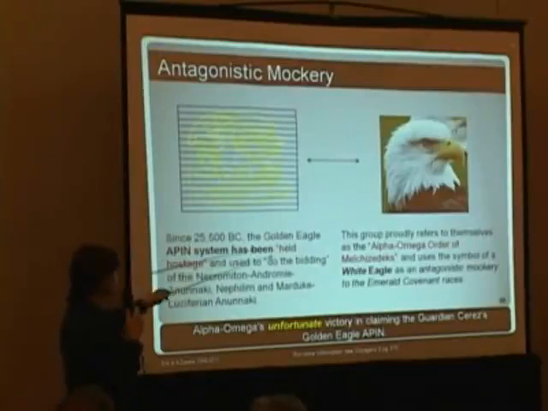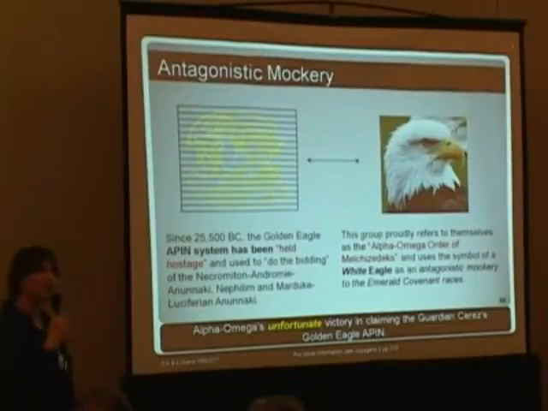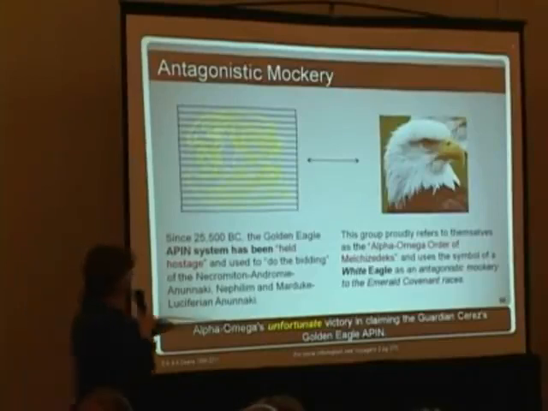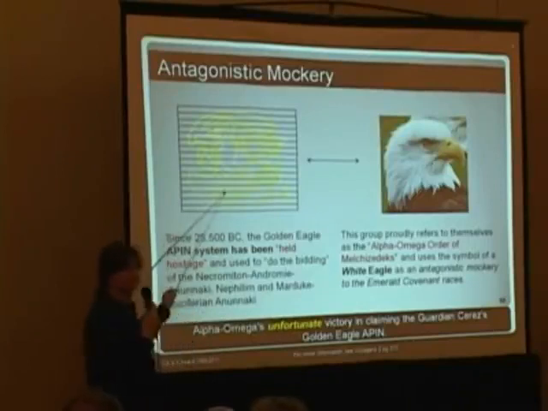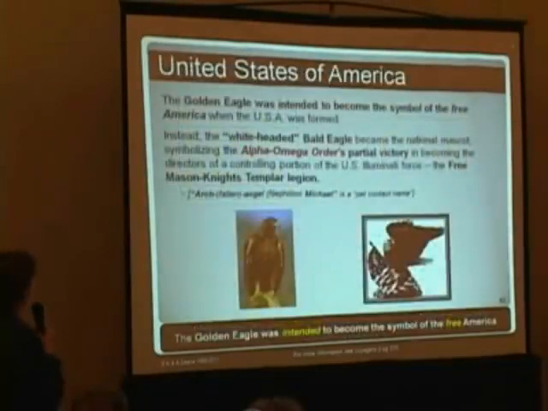This group proudly refers to themselves as the Alpha Omega Order of Melchizedeks and uses the symbol of the white eagle as an antagonistic mockery to the Emerald Covenant races. The Alpha Omega's unfortunate victory in claiming the Guardian races' Sirius Golden Eagle APIN system. Okay. Ceres. It's one of the Guardian races.